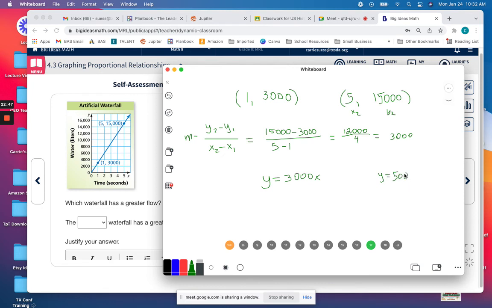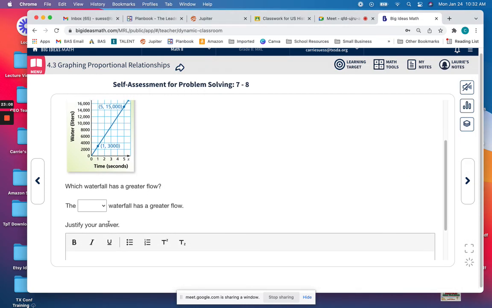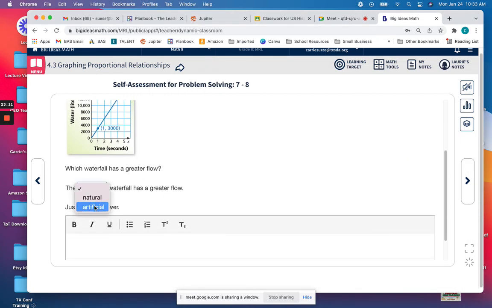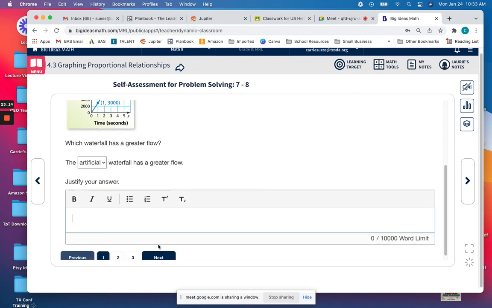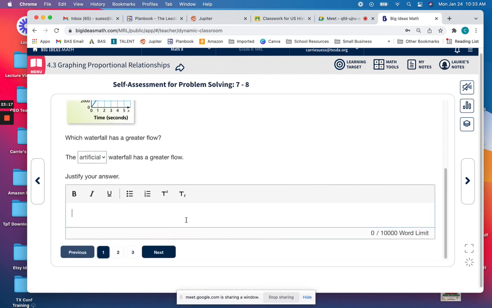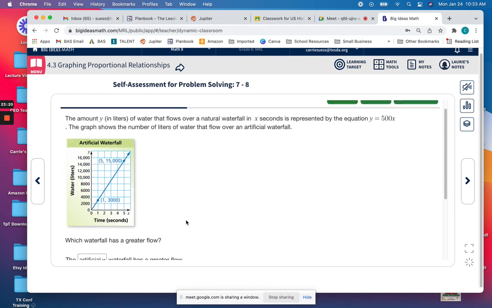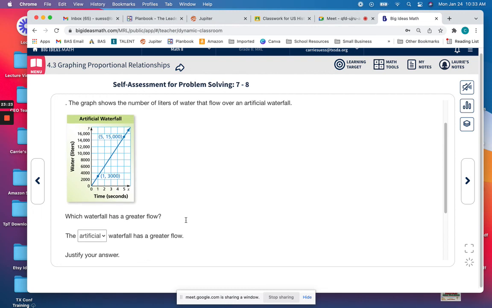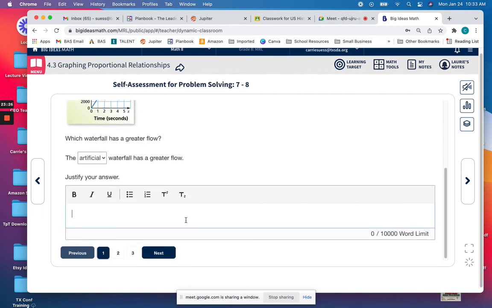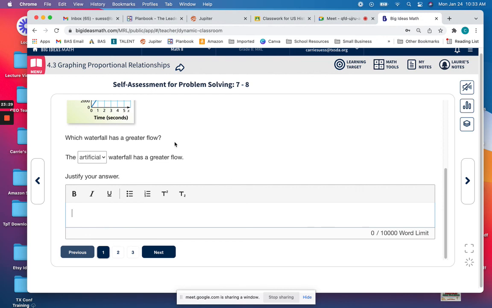500. So which one has more water coming over every second? Artificial. Does that make sense? Yes, ma'am. All right. So the artificial waterfall has greater flow. Justify your answer. You could just put in that equation, y equals 3,000x. Or you could say the artificial waterfall has 3,000 liters of water per second. That would be fine as well.